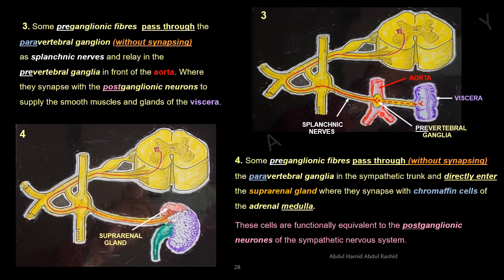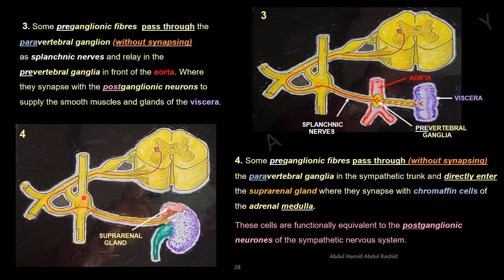Here is the aorta. In front of the vertebra, we have the second neuron. The ganglion is there. This is in front of the vertebra, so we call it the prevertebral ganglion. Here, this continuous line, the preganglionic first order fibers, synapse, and this dotted line is the postganglionic fibers, which come out and supply the viscera, the organs.